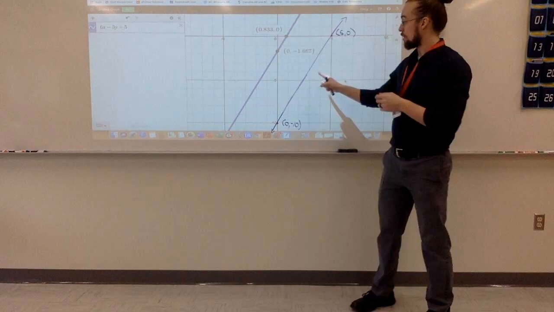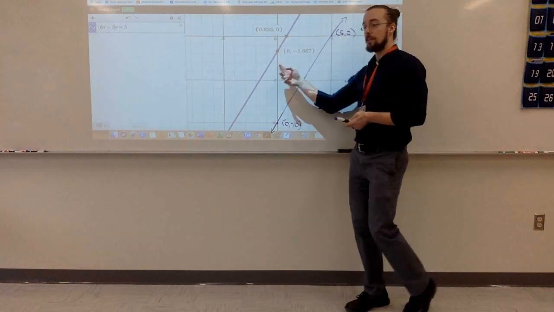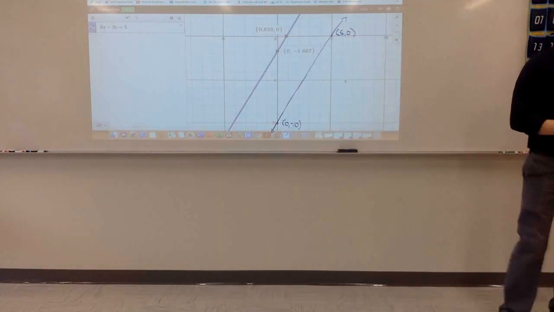One of the biggest things is that these lines are parallel. They have the exact same slope. So dilating a line does not change the slope. Right? Dilating a line, we will have the exact same slope.